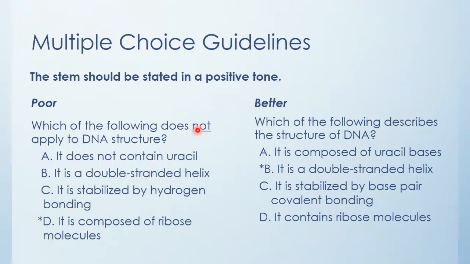When you have this "not" in here, if you don't underline it or bold it or all caps it, it's very easy for the learner to miss that and assume that they're trying to find something that does apply to the DNA structure. So it promotes the test taker misunderstanding the question. Whereas the better question is testing the same information. Which of the following describes the structure of DNA? It's a double-stranded helix. Instead of "it does not contain uracil," it's composed of uracil. So the same type of question information is being tested, but now it's written in a positive tone.